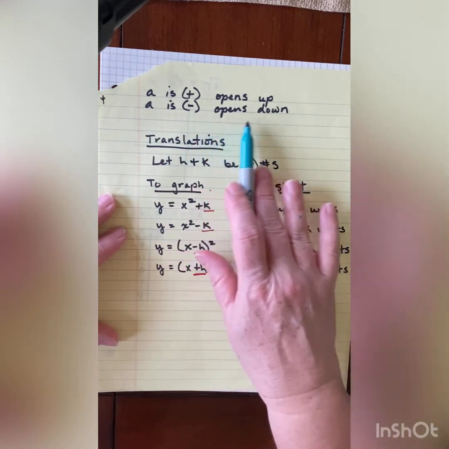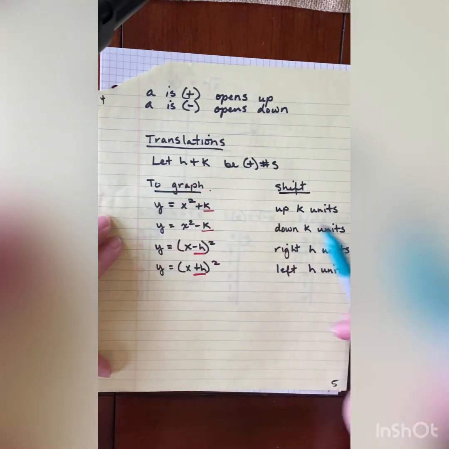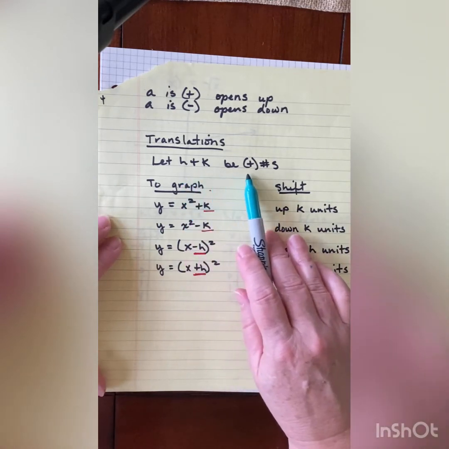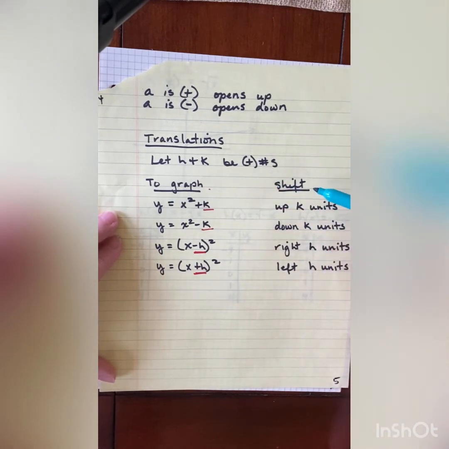If your A is negative, it opens down. All right, and here's our translations. Let h and k be positive numbers. And here's if we wanted to graph it and how it would shift.